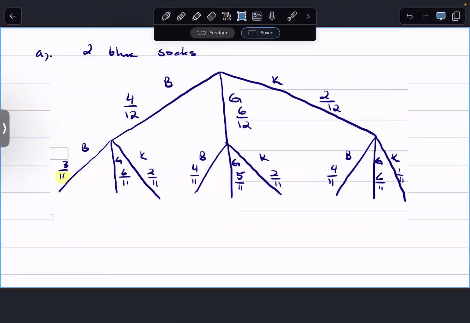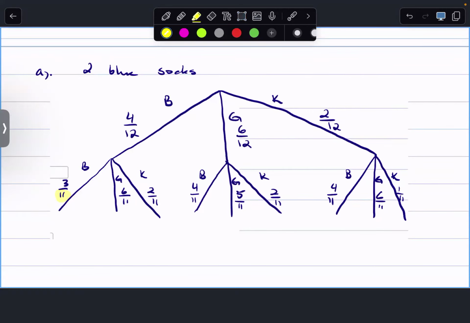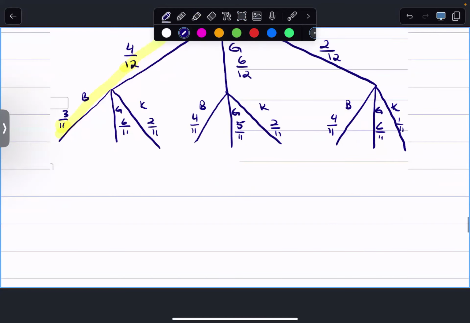So what you're going to do is just go through the tree. How many ways can you have 2 blue socks? Well, the first one has to be blue, and the second one has to be blue. So there's only one way that that can happen. And so the probability of 2 blue is 4 out of 12 times 3 out of 11. That one is okay, I think.